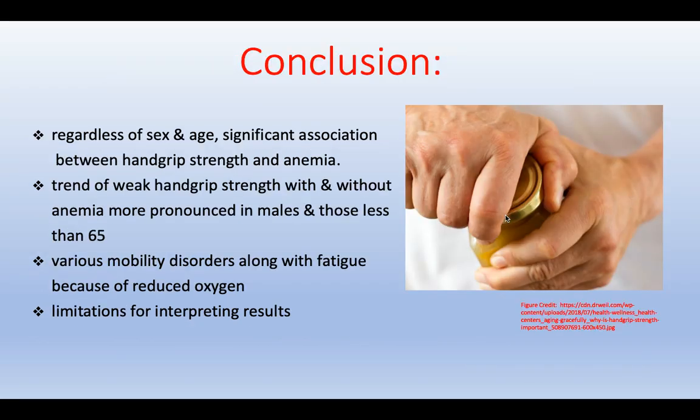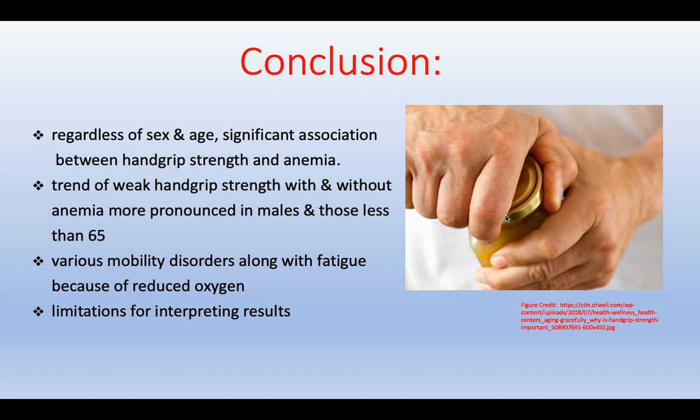What they found was that anemia generally signifies low muscle mass and is an indicator of poor clinical mobility. Regardless of sex and age, there was a significant association between hand grip strength and anemia. The trend of weak hand grip strength with and without anemia was more pronounced in the males and in people less than 65 years of age.